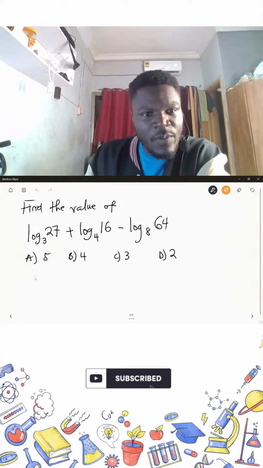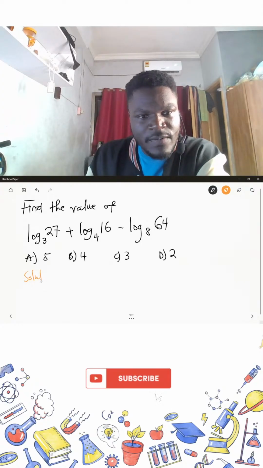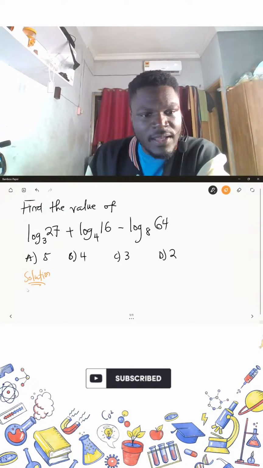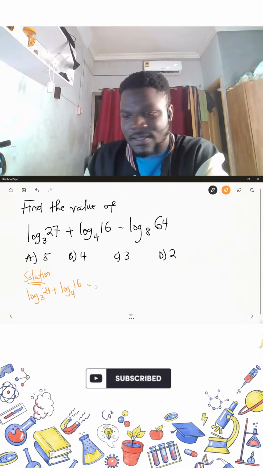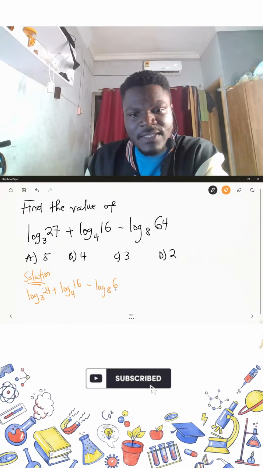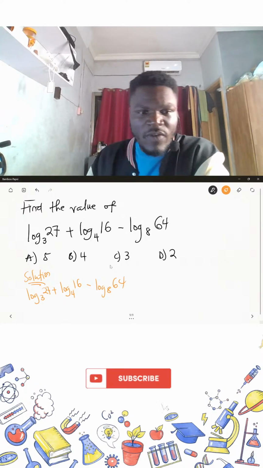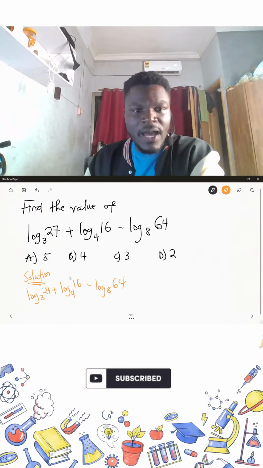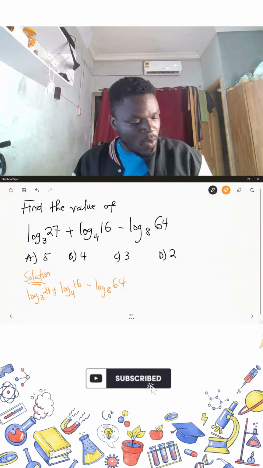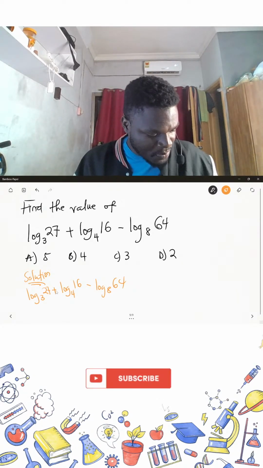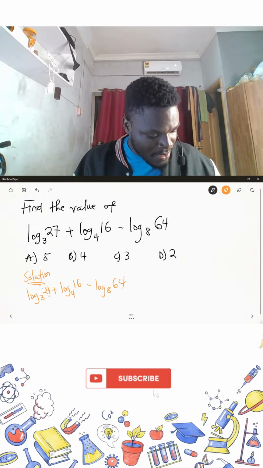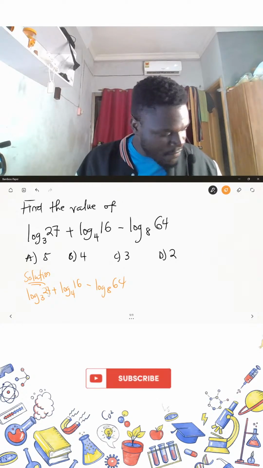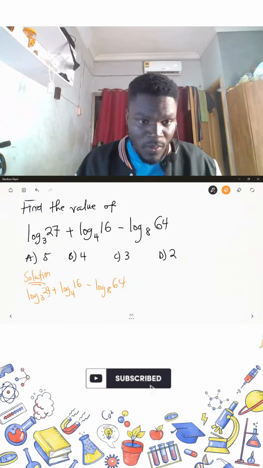Are we okay? So here we have a solution. I have here log base 3 of 27 plus log base 4 of 16 minus log base 8 of 64. So the first thing I'll do over here is that I will try to express the numbers in terms of their base. By that, I mean the 27, I need to express it like 3 raised to the power something for me to get that value. So that is what I am going to do.